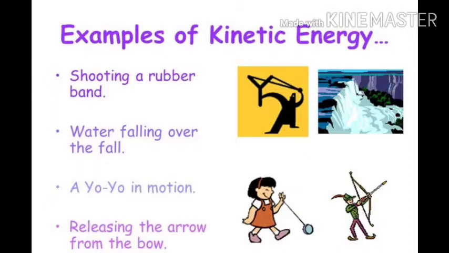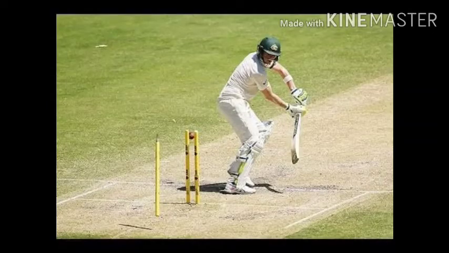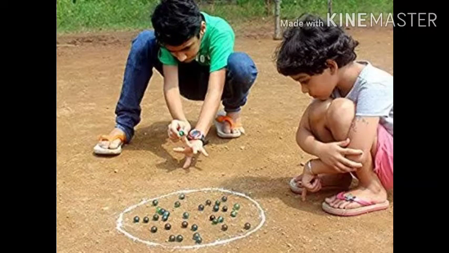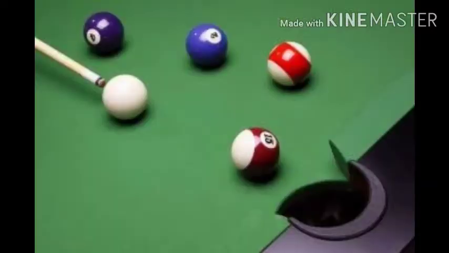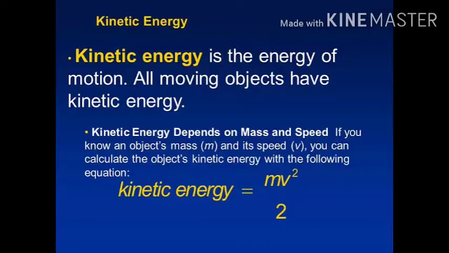So, kinetic energy is equal to work done on the object, means force into displacement. Examples of kinetic energy are: a fast cricket ball strikes the stumps. Number 2, the striker hits a coin on the carom board. Number 3, one marble strikes another in a game of marbles. Expression for kinetic energy. According to Newton's second law of motion, kinetic energy is equal to half m v square, means 1 by 2 into mass into velocity square.